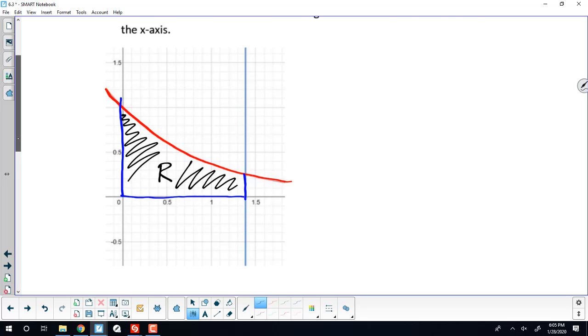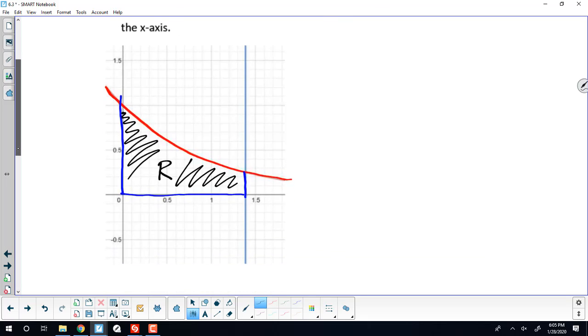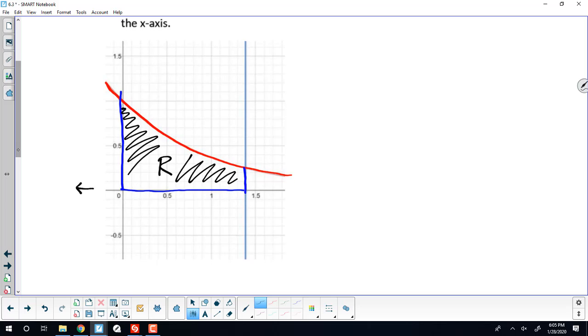All right, and then what we want to do is use the disk method to find the volume of the solid generated when R, this region, is revolved about the x-axis. Just sort of extend this here. I usually will draw this just so we can remember that we're revolving it around the x-axis. So what would the volume look like? Anyone want to take a shot at it?